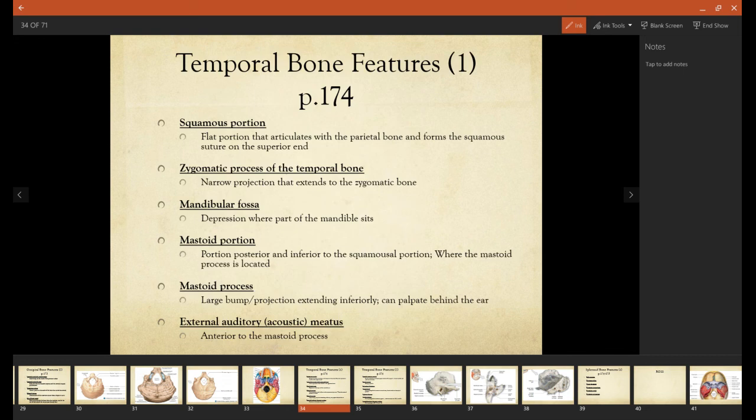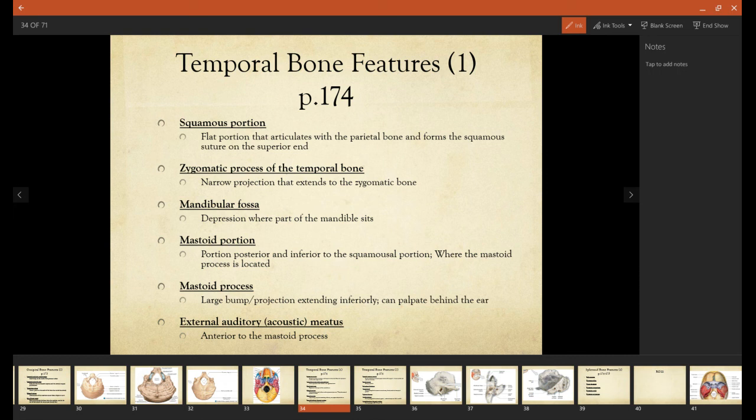Working on the temporal bone and its features, we have the squamous portion. So this is the flattened portion of the bone that we saw, that suture surrounding. We're also going to see a zygomatic process of the temporal bone. So this is a projection that goes to the zygomatic bone.